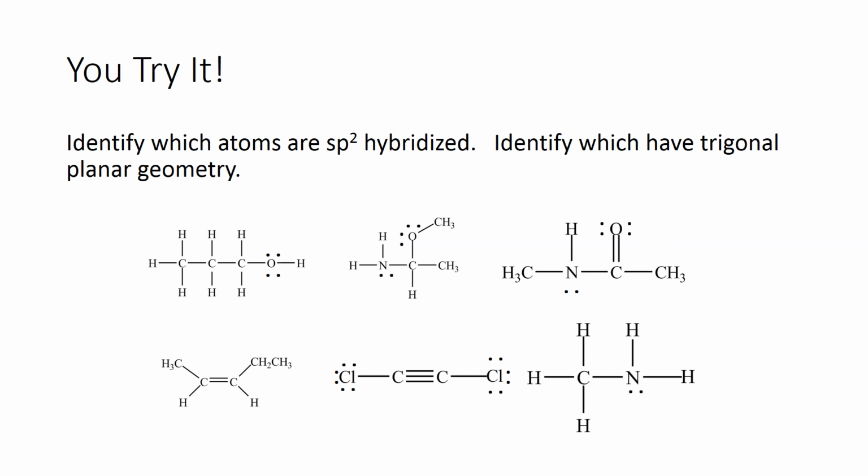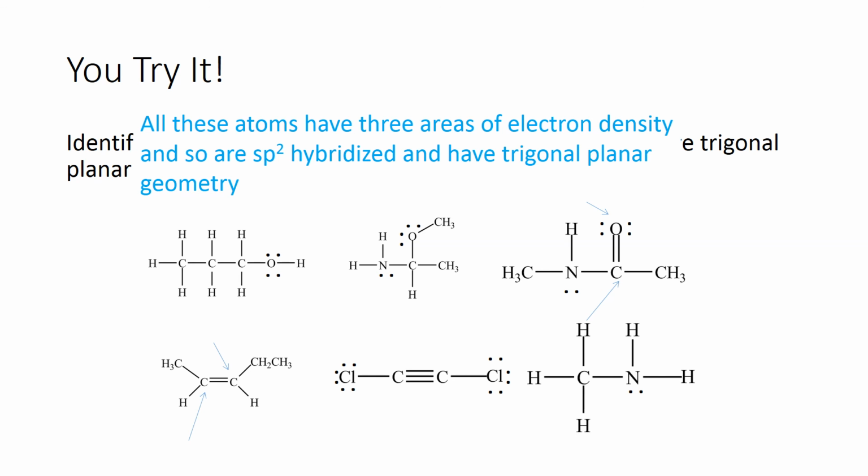Go through these molecules now and identify which are sp2 hybridized, which have trigonal planar electron geometry. Pause and then restart to check your answers. Okay. What we do to find sp2 hybridization is we look for three areas of electron density. So all the atoms that have three areas of electron density are identified here, and all of them have trigonal planar electron geometry.